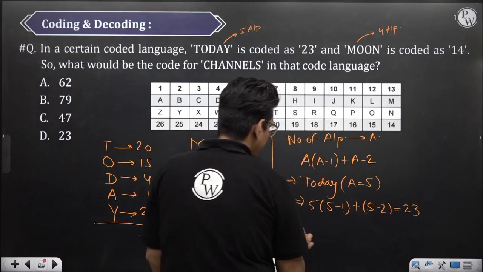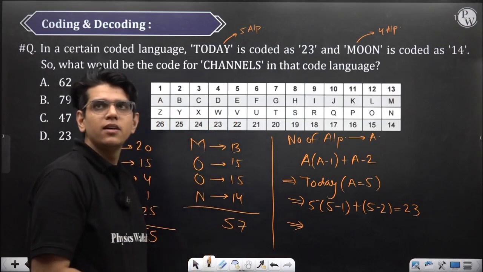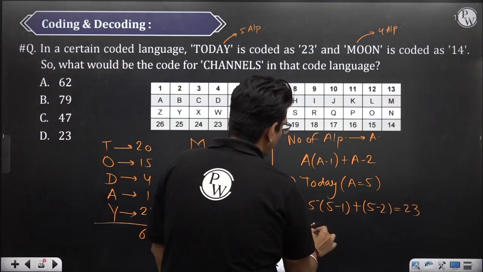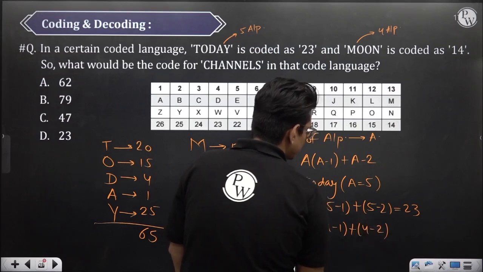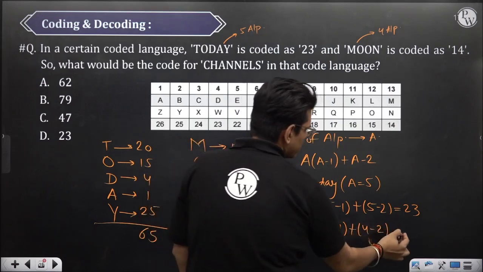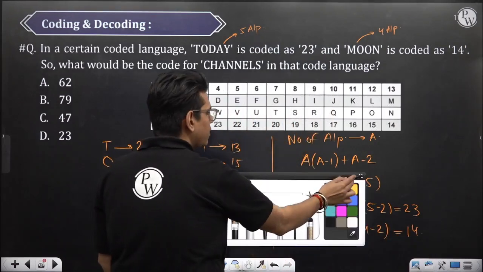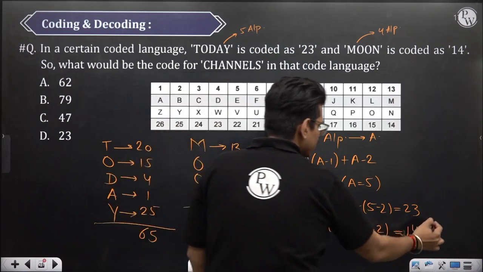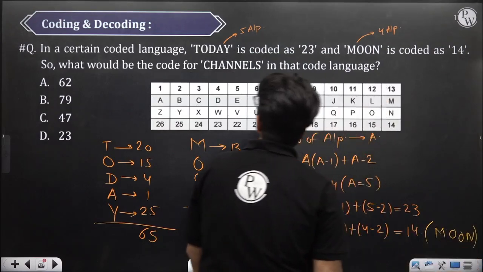I'm telling you again, this is one of the tough questions. If you haven't got it, don't worry, it won't be this tough. This is 4, 4 minus 1 plus 4 minus 2. This is 12 plus 2, which is 14. Now this was for today, this is for moon, and now we need to find it for channels.